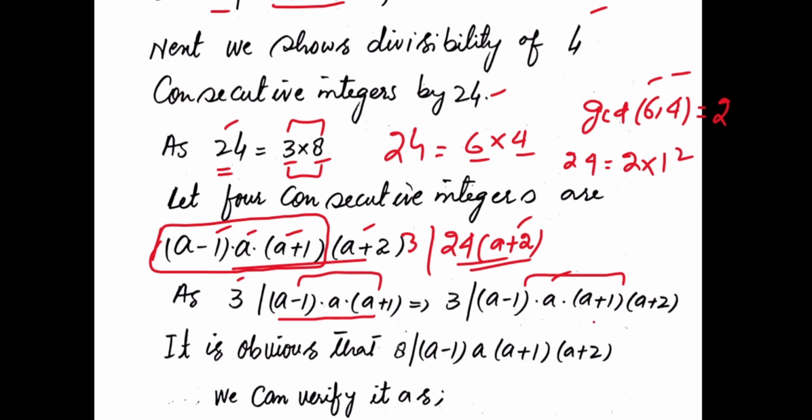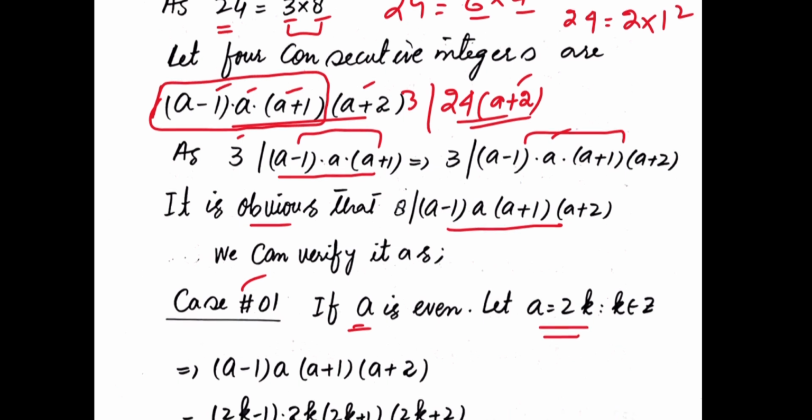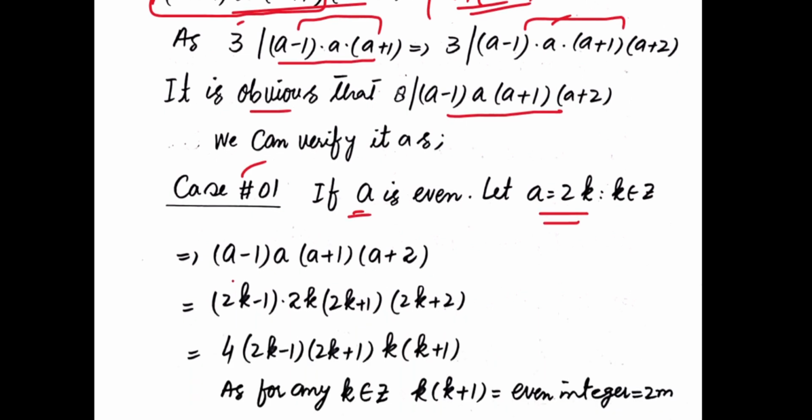Next we show 8 also divides the product of these 4 consecutive integers. It is obvious that 8 divides the product of these 4 consecutive integers. How? Case number 1. If a is an even integer, then a should be of the form a equals 2k. So if you replace a equals 2k here, we have 2k minus 1 into 2k plus 1 into 2k plus 2. Taking 2 common from this bracket, we have 2 into 2k, this becomes 4 into 2k minus 1, 2k plus 1, k into k plus 1.